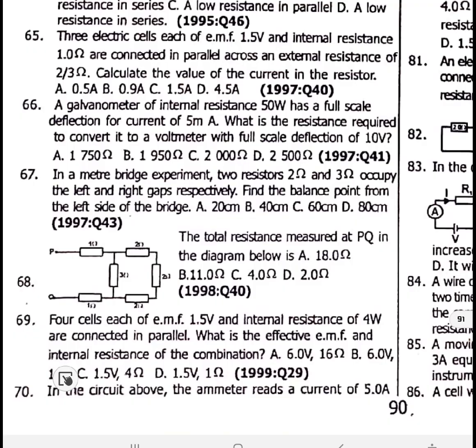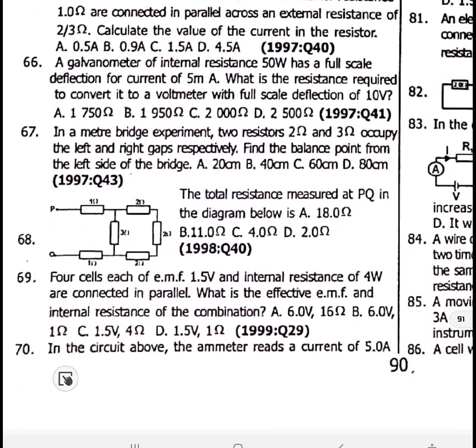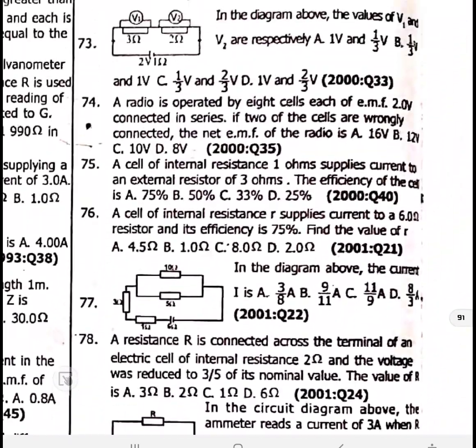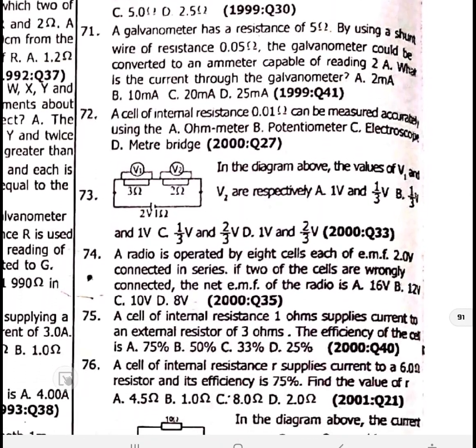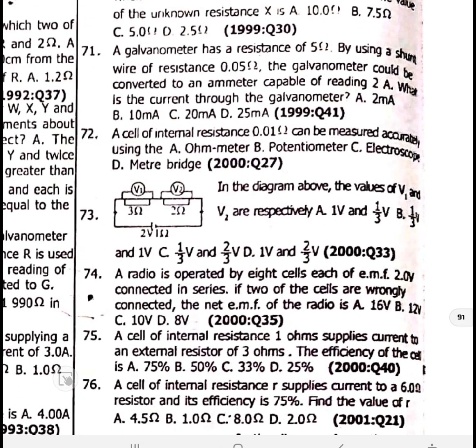65, 66, 67, 68, 70. A lot of questions here. Calculation. 72. A cell of internal resistance 0.01 ohms can be measured accurately using a potentiometer. So it measures more accurately.